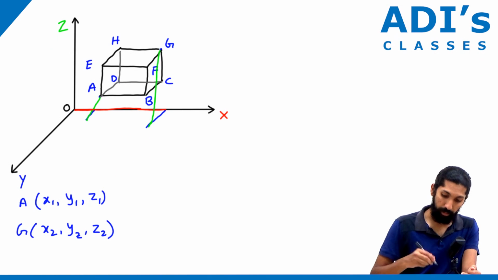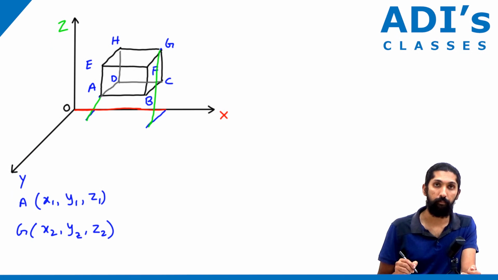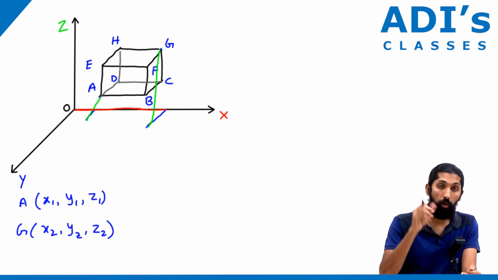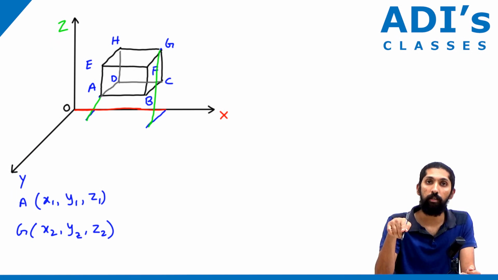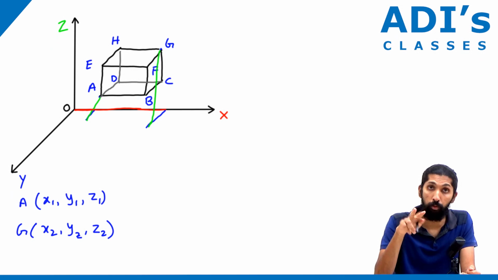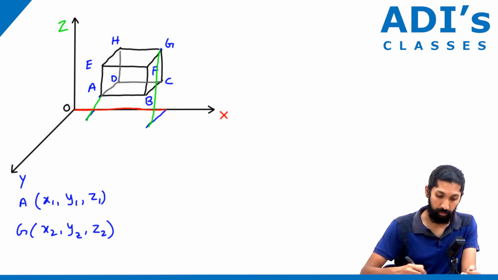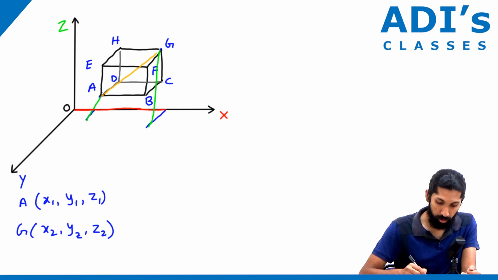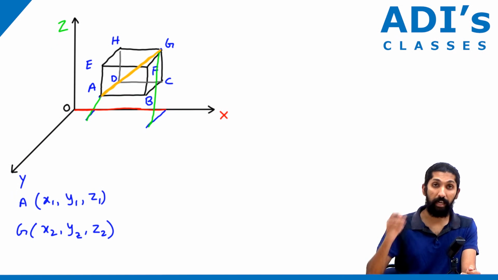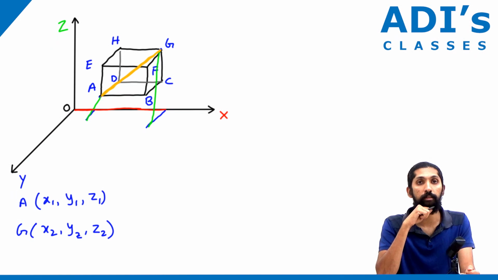Now, this is going to be the entire part. Fair enough? Now what we have is x1, y1, z1, x2, y2, z2. We have both the points. What we are trying to calculate is the distance from A all the way till G, correct? Now, if you're moving from A to G, we are going inside the cuboid, isn't it?